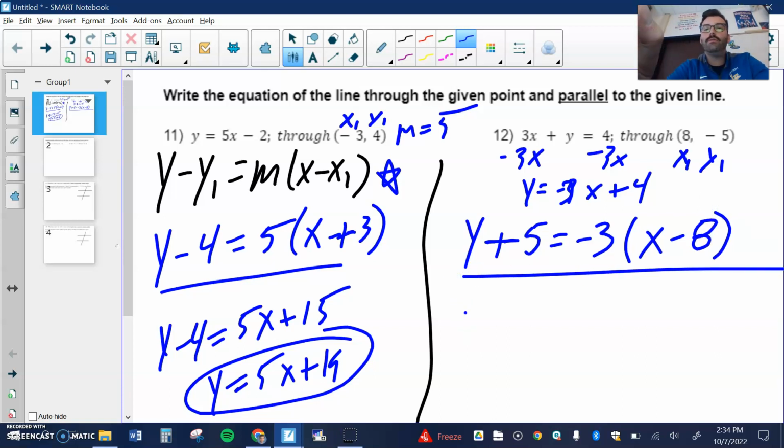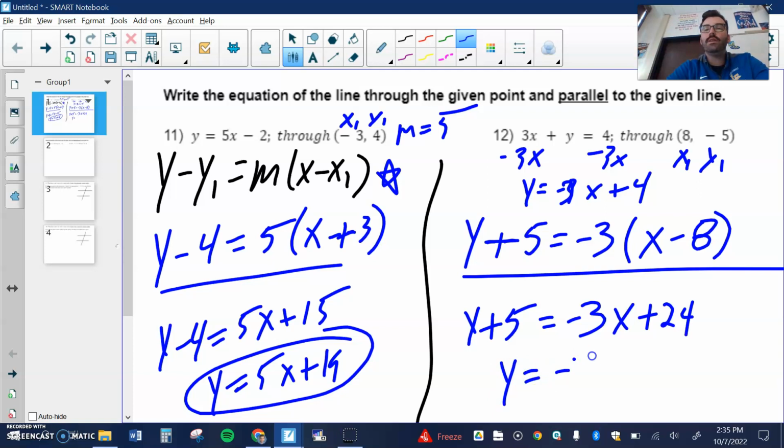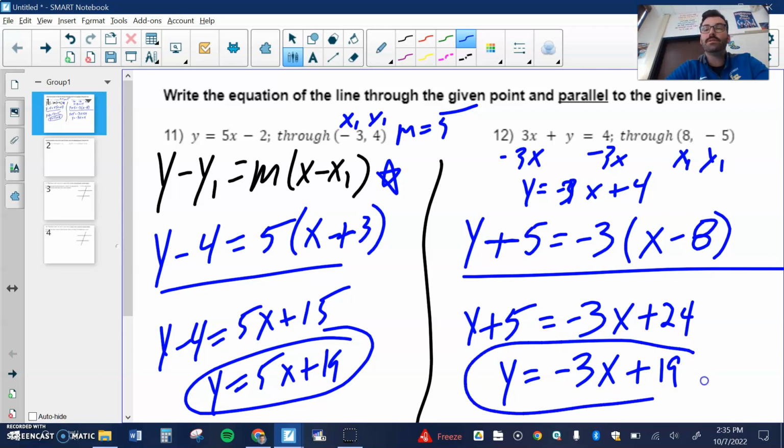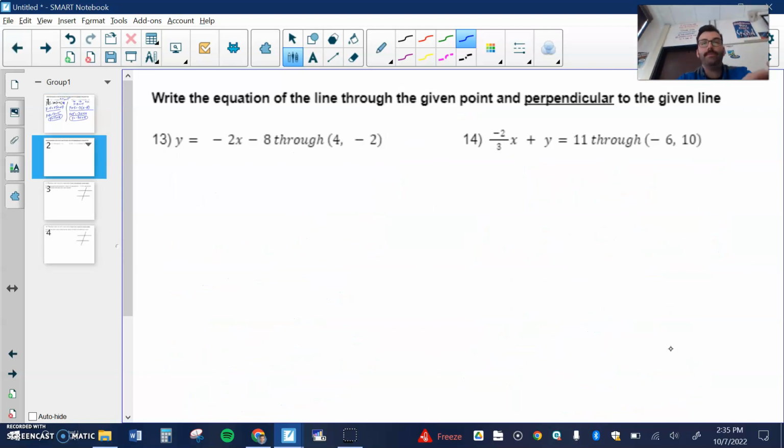I can distribute the negative 3. y plus 5 equals negative 3x plus 24. Subtract the 5. y equals negative 3x plus 19. Look at that, two different problems, same y-intercept. I wish I could say it was on purpose, but it's not. Anyway, let's keep going. Now we're looking for perpendicular.